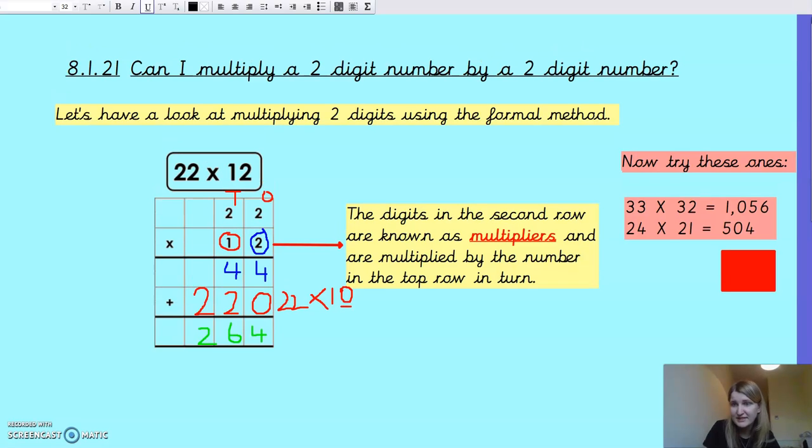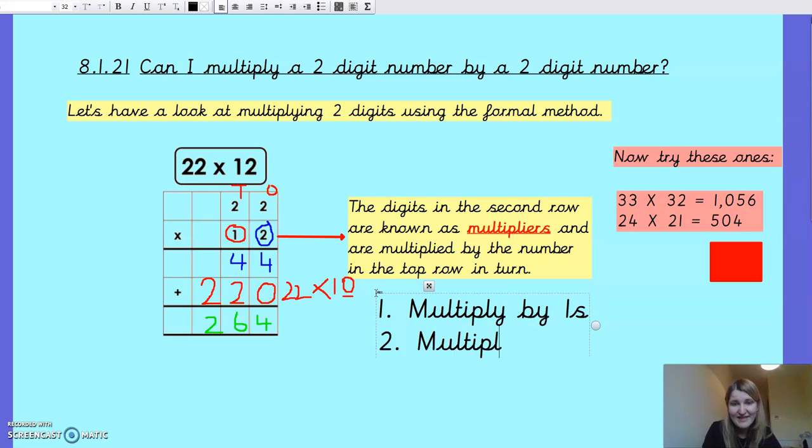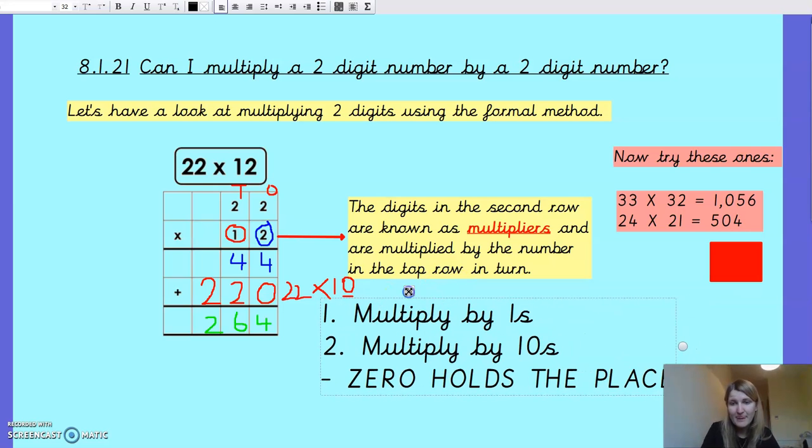If I just put some reminders here, so step 1, multiply by 1s. Step 2, multiply by the 20s, I'm talking rubbish here, by the 10s. 0 holds the place. Move it over. And then add together. All right. Might be useful. I know some of you in class, you would make your own kind of steps to success. It might be useful writing those down for today.